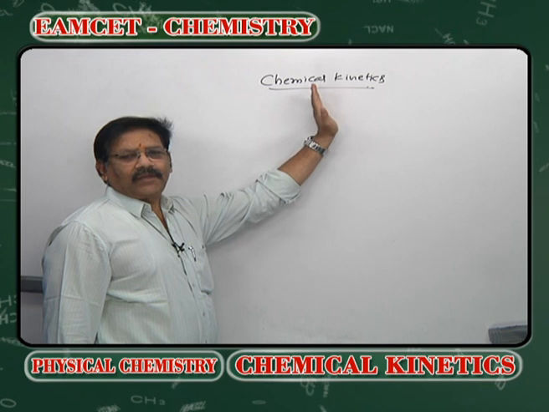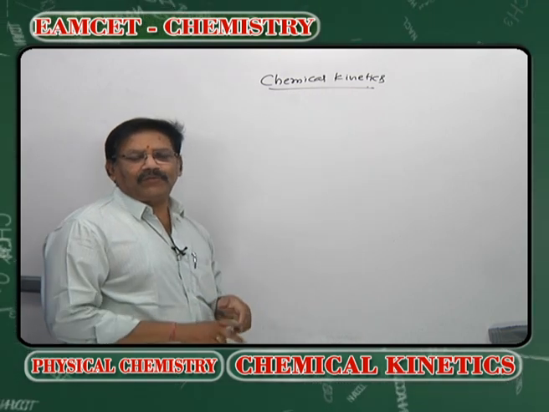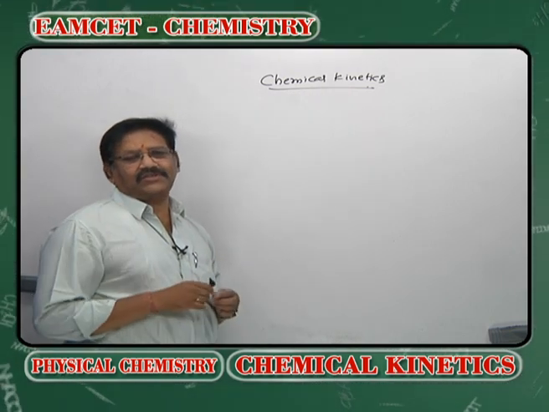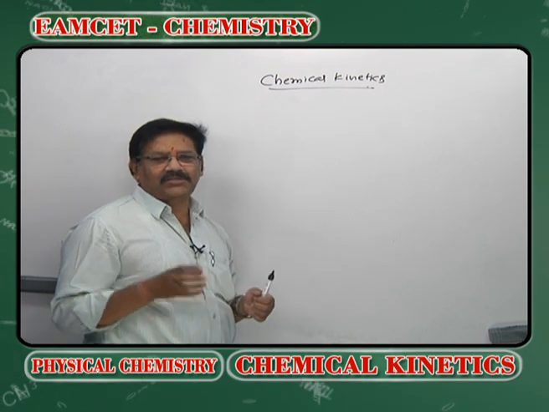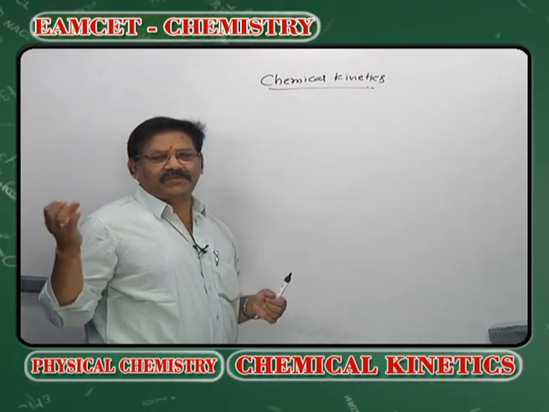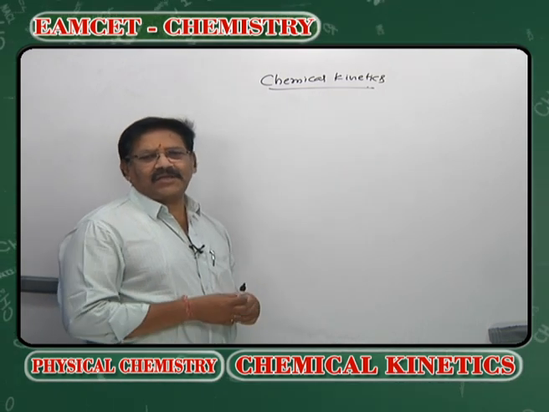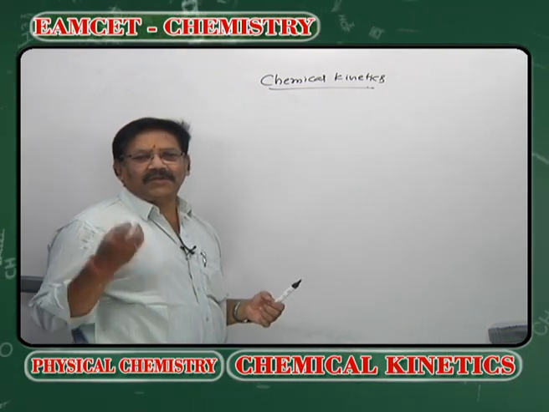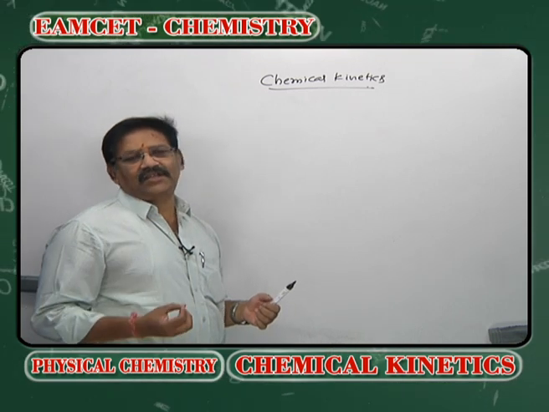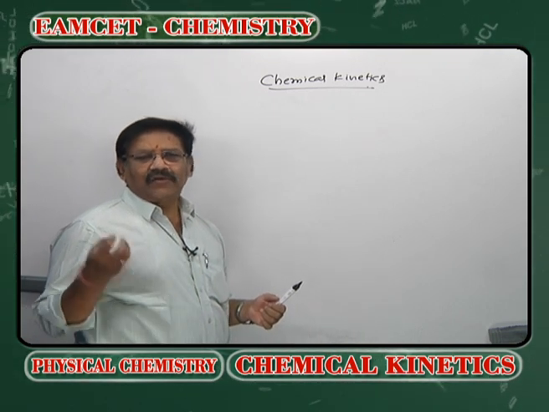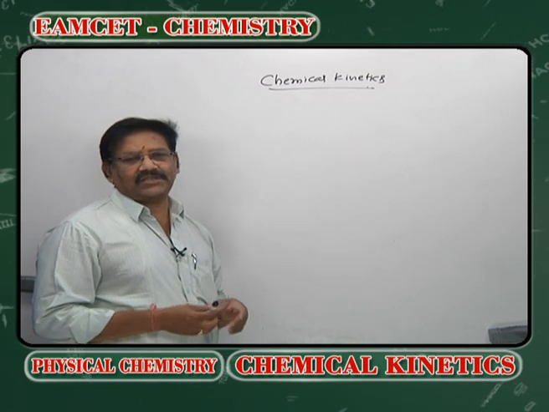So chemical kinetics can be applied only to the moderate reactions. What do you mean by moderate reactions? Reactions which proceed with measurable velocities are called moderate reactions. Chemical kinetics cannot be applied either to the instantaneous reactions or very slow reactions.